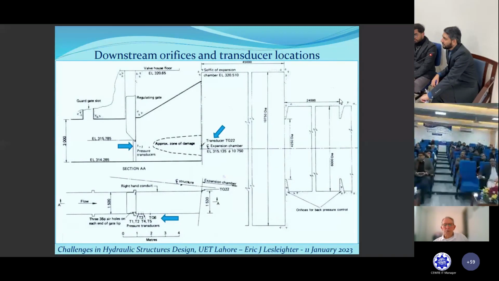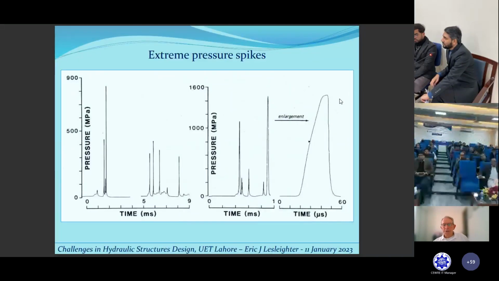Transducer TQ22 recorded very harsh pressures. Here we have some captures of pressures recorded on a digital oscilloscope. If you look at the one on the right, you'll find one pressure spike of up to 1500 megapascals. I've enlarged that in the time scale on the right, so you can see it's a very rapid event, down into the microsecond range. 1500 megapascals caused a lot of damage.